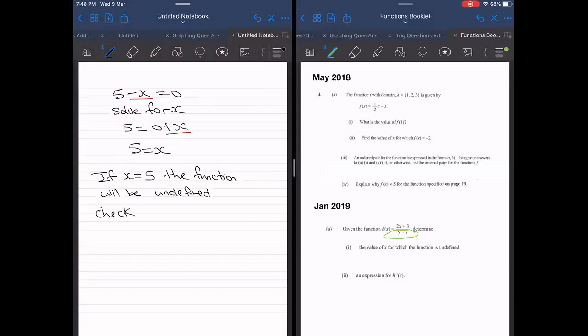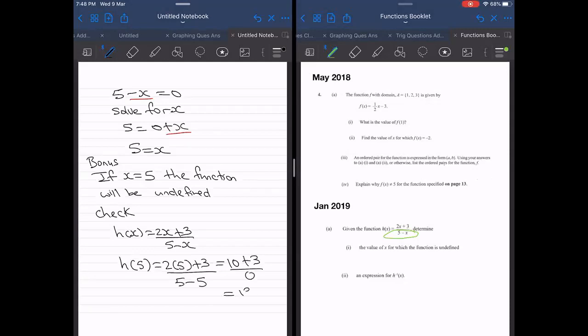And let's just check. This extra part, let's just call it a bonus. You don't have to actually do this part in the exam. I'm just doing it for explanation purposes. So you have h of x is equal to 2x plus 3 over 5 minus x. If we put h of 5, we will have 2 times 5 plus 3 over 5 minus 5, which will be 10 plus 3 over 0, which will be 13 over 0. In fact, try to put 13 divided by 0 in your calculators, and tell me what you're seeing.